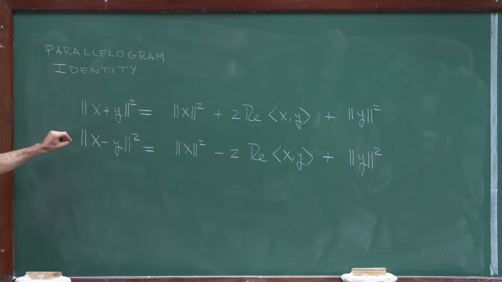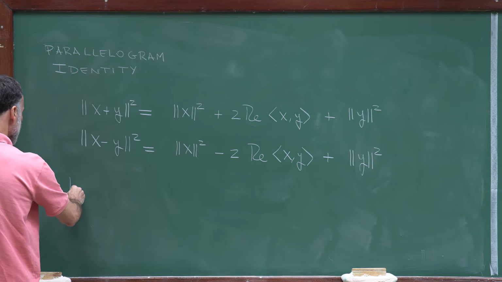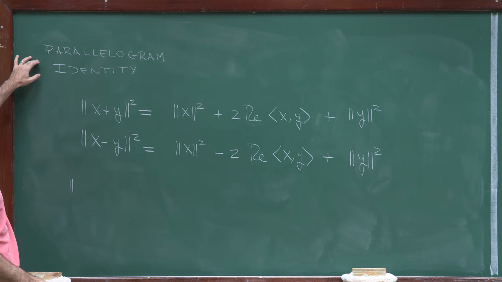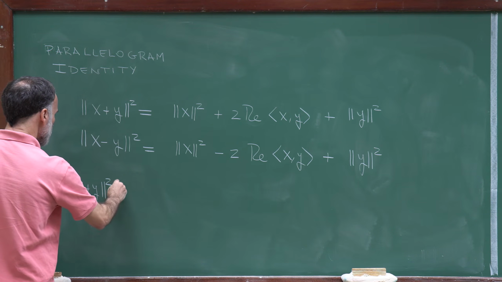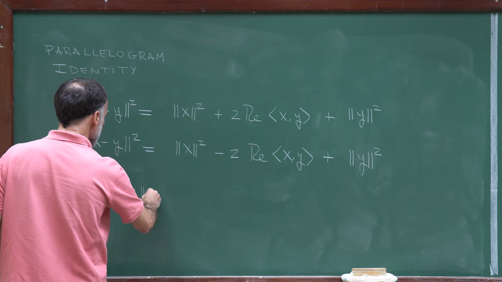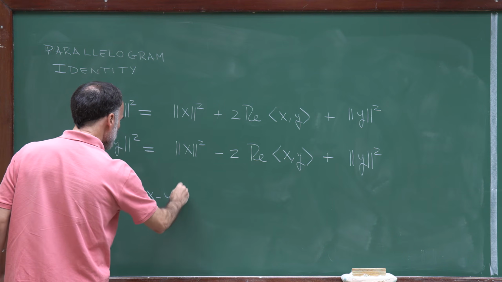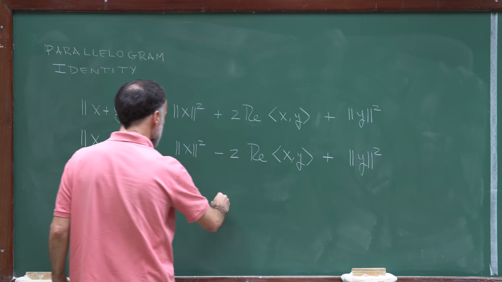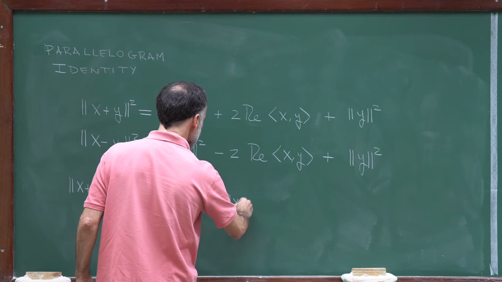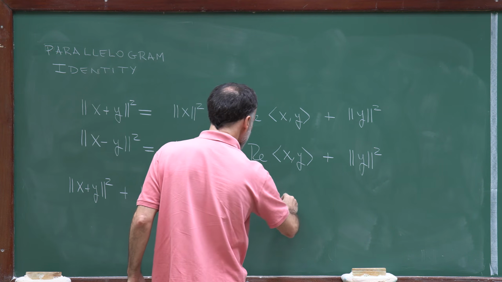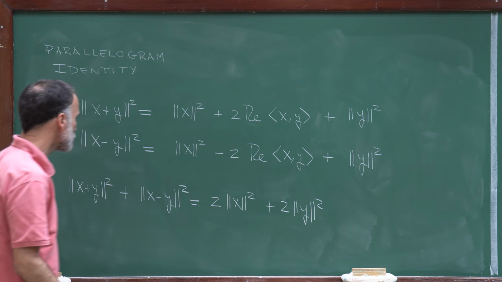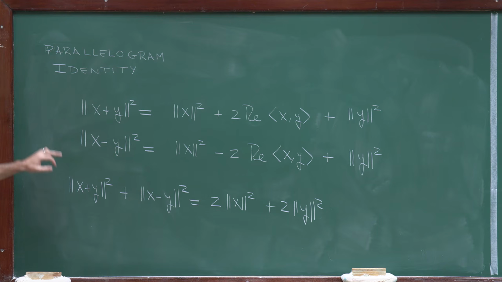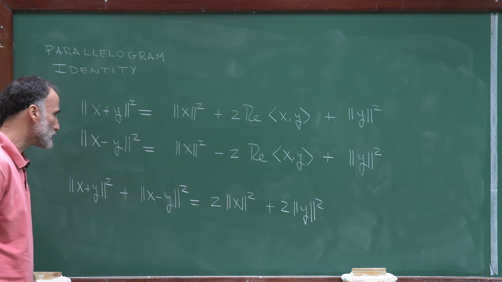And by summing these 2 identities, what I get is the so-called parallelogram identity: the norm of x plus y squared, plus the norm of x minus y squared, is equal to 2 times the norm of x squared plus 2 times the norm of y squared. So this is the so-called parallelogram identity, and we will use these identities many, many times.